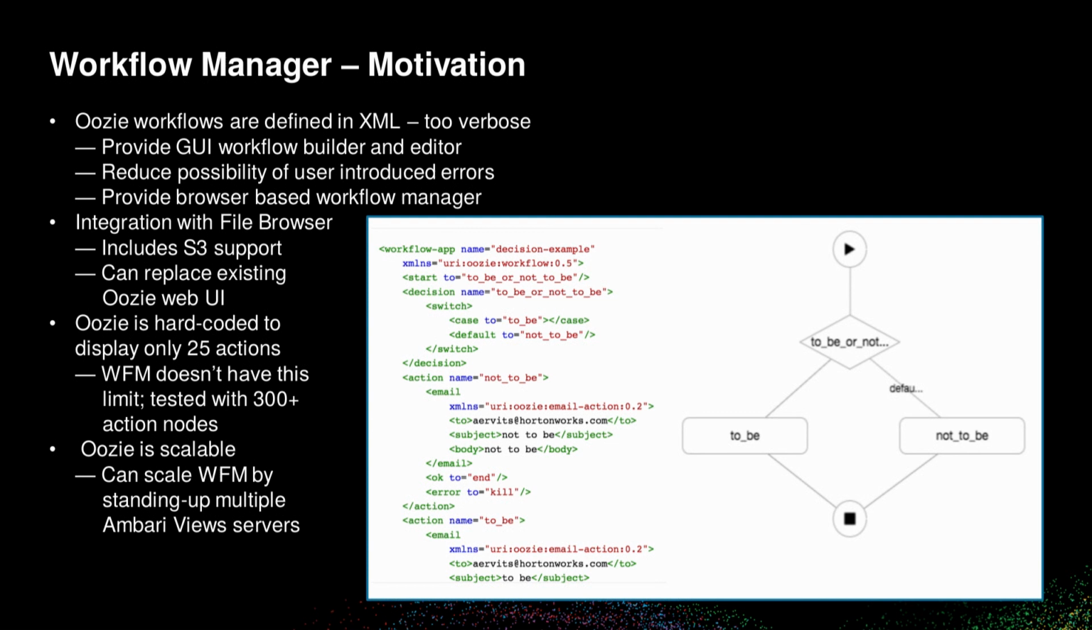The other key part, it has S3 support, so those of you running on the cloud can take advantage of this nicely. It also replaces the existing Oozie UI that has that limitation of 25 actions in Oozie 4.x. So it's a really nice view into Oozie independent of the Oozie web UI. Similarly, it doesn't have that limitation. It's been tested with over 300 actions in a workflow, so you don't have to worry that a complex workflow is going to crash on you.